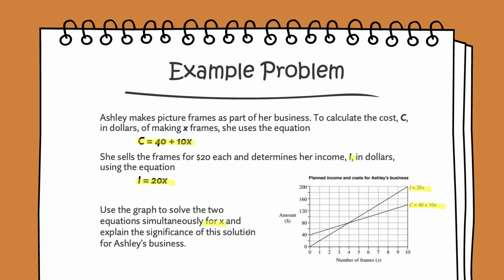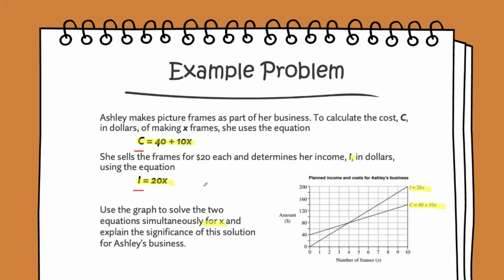First, if we look at this graph, it's asking us to solve the two equations simultaneously for x. So we're trying to find out for what value of x these two graphs are the same. For what value of x is our C and our I the same? That's what we're trying to find.